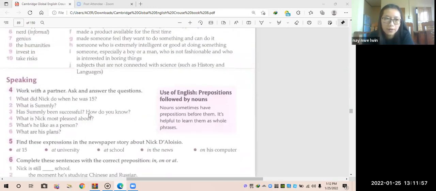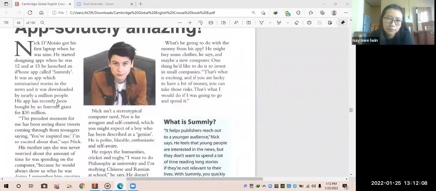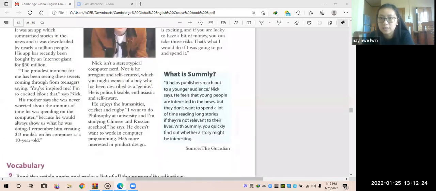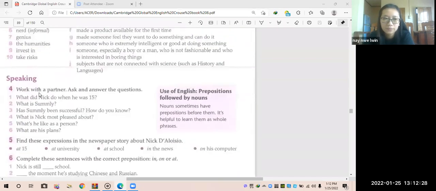Okay. So how about number 3? Has Summly been successful? Yes. How do you know that? Because it was downloaded by over 1 million people. Yes, correct. It was downloaded by nearly 1 million people, right? And his app has recently been bought by an internet giant for $30 million, right? So according to that sentence, we can know that it is successful, right?